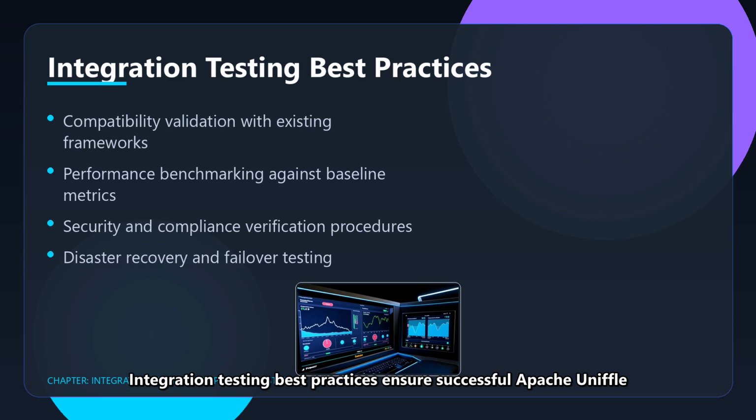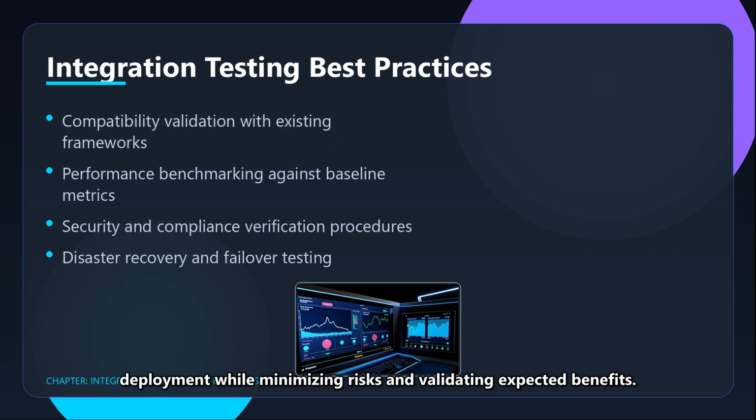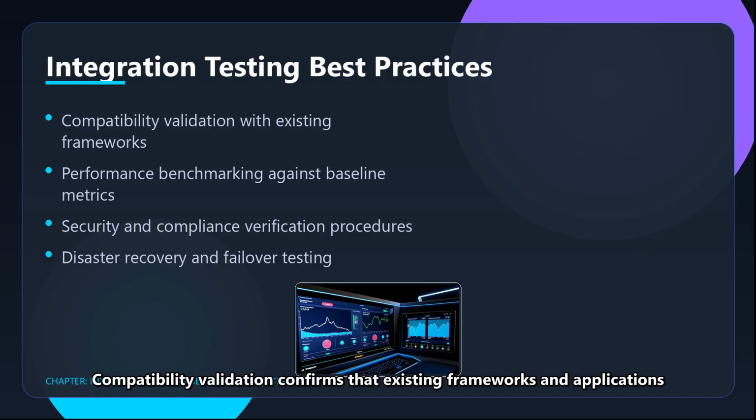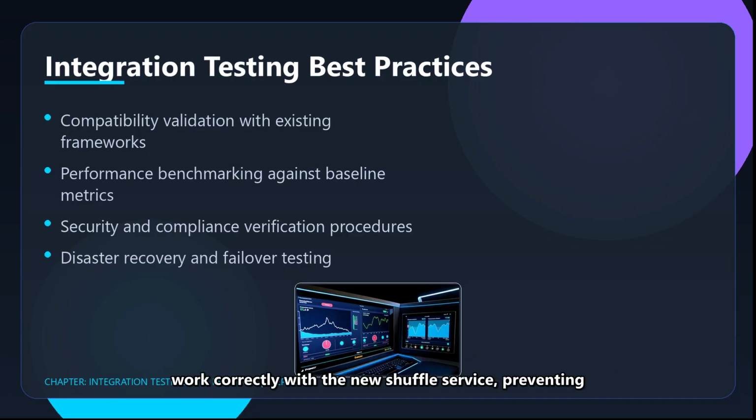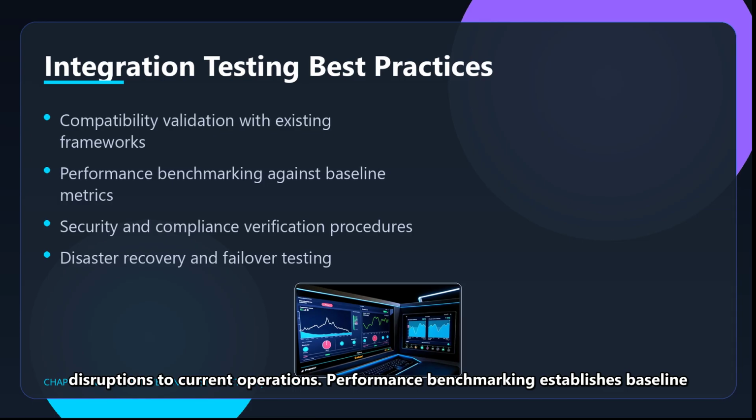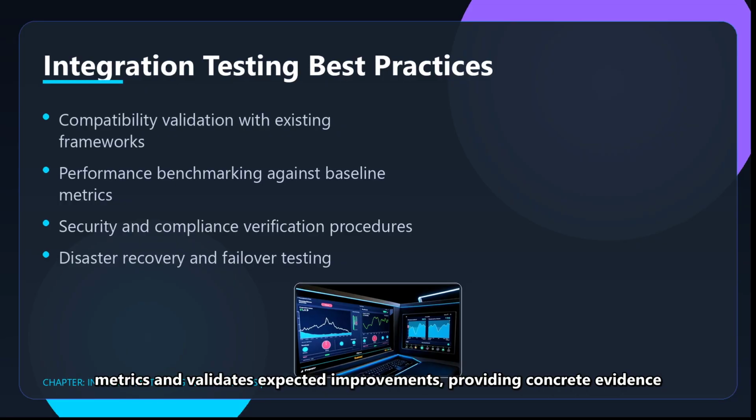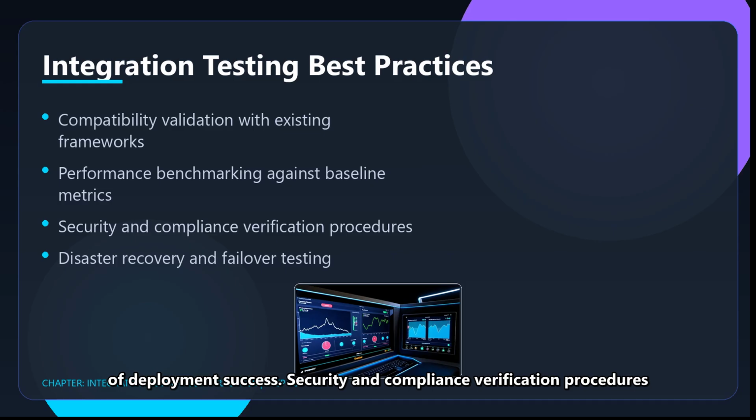Integration testing best practices ensure successful Apache Uniffle deployment while minimizing risks and validating expected benefits. Compatibility validation confirms that existing frameworks and applications work correctly with the new Shuffle service, preventing disruptions to current operations. Performance benchmarking establishes baseline metrics and validates expected improvements, providing concrete evidence of deployment success.